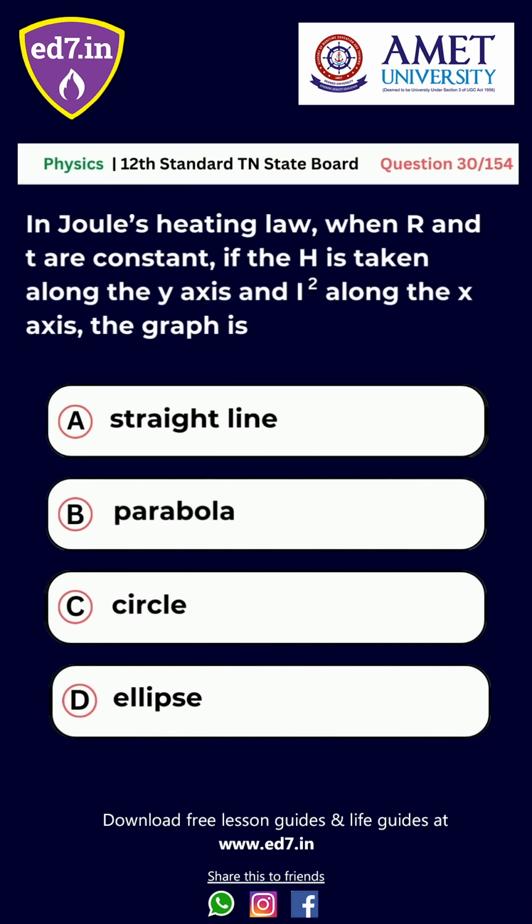Question number 30. In Joule's heating law, when R and T are constant, if the H is taken along the y-axis and I square taken along x-axis, the graph is option A, straight line, B, parabola, C, circle, D, ellipse. The right answer is option A, straight line.